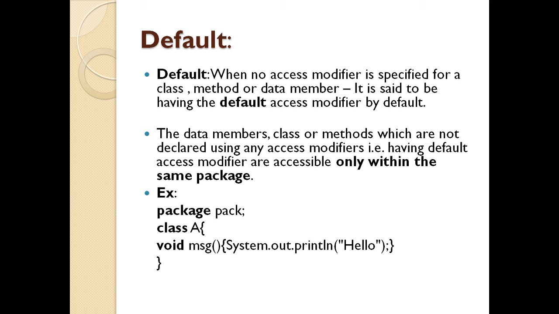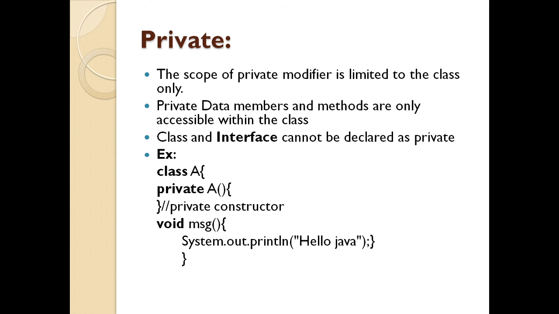Coming to the next, the private access modifier. The scope of the private modifier is limited only to that class. The private data members and methods are only accessible within the class. Classes and interfaces cannot be declared as private, as a class has to be returned or an interface has to be implemented. Now looking at an example, here class A has a private constructor A. This cannot be accessed outside the class.